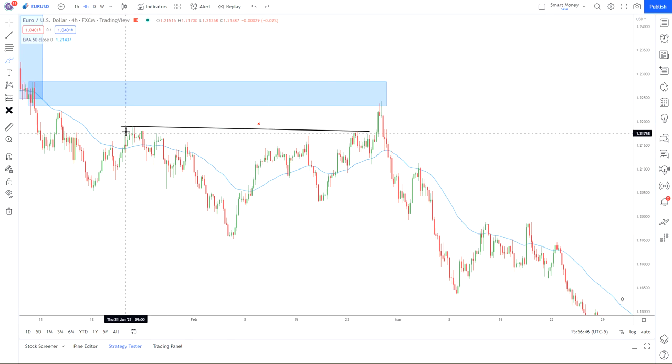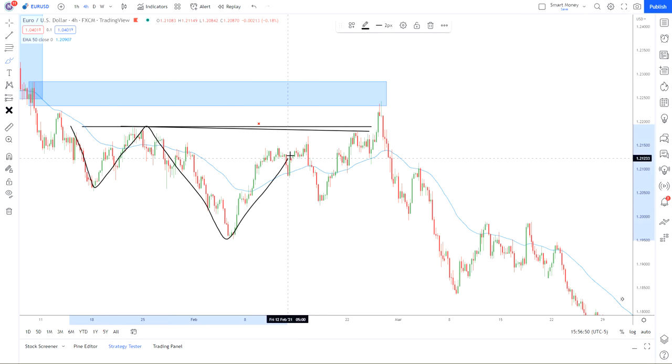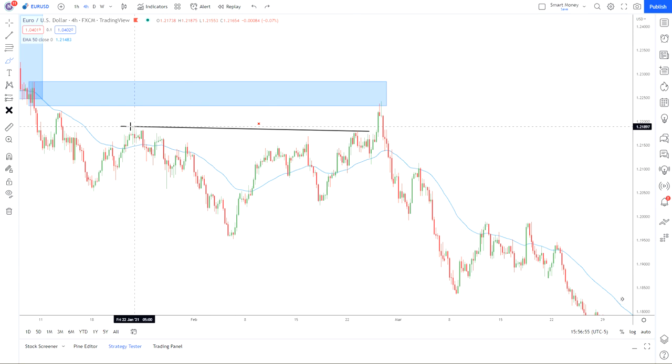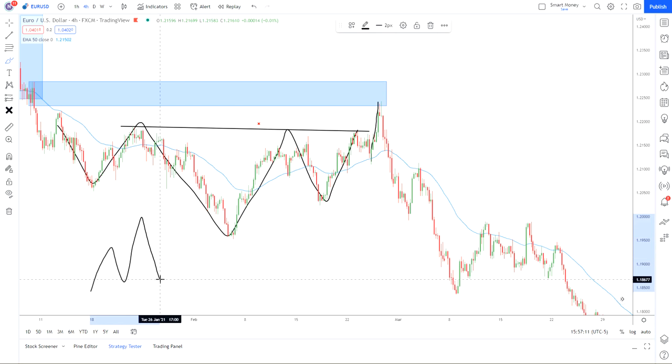So we can see the neckline here. This is the neckline. This is the left shoulder. This is the head. And then this is the right shoulder. And we can see the multiple touches here. One touch, two, and a couple touches in here. So price starts to fall from this level, and then we have the breakout. So this will entice retail traders above the neckline of this inverse head and shoulders. Obviously, this is an inverse head and shoulders. This is a regular head and shoulders.